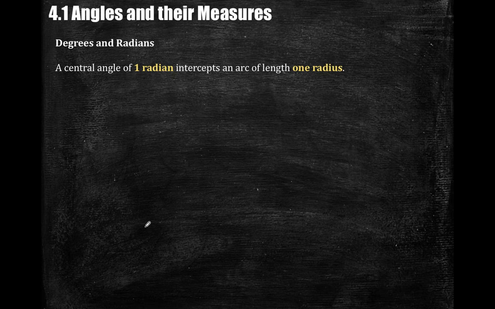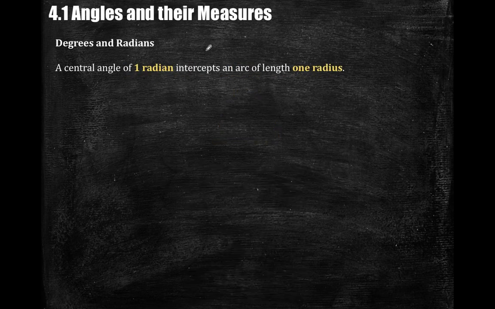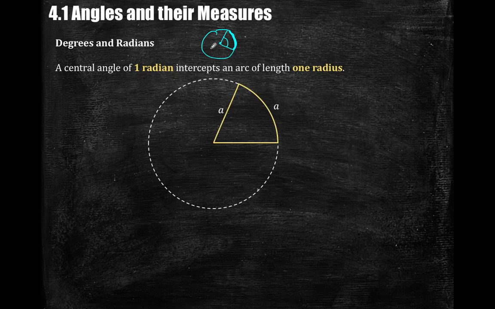The central angle of 1 radian intercepts an arc length of 1 radius. So from geometry, a circle: the central angle is measured from the center. The central angle is the same as the arc it intercepts on the circumference of the circle. So here's a better drawing. If I have a central angle of 1 radian, I can say that the arc length is equal to 1 radius. It sounds kind of funny, doesn't it?